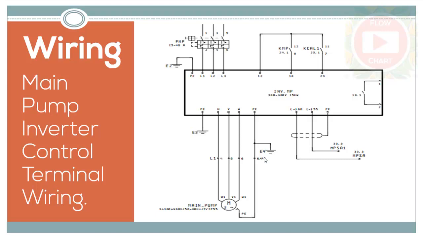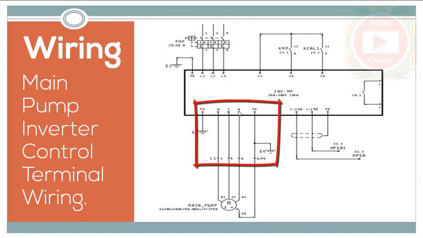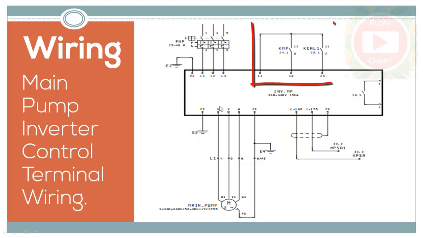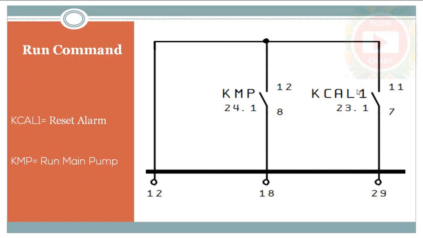This is the main pump inverter control terminal wiring. This one is the input terminal and this is the output terminal, that means the motor connection here. This is for run command and this is for reference. This one is for a relay function. For run command, the terminal points are 12, 18 and 29. 18 is for forward, that means run main pump, and 29 is for reset alarm.